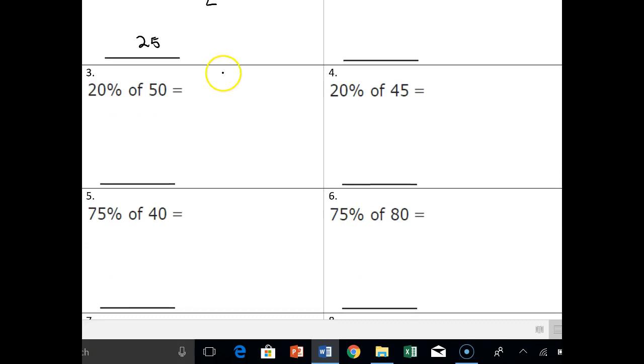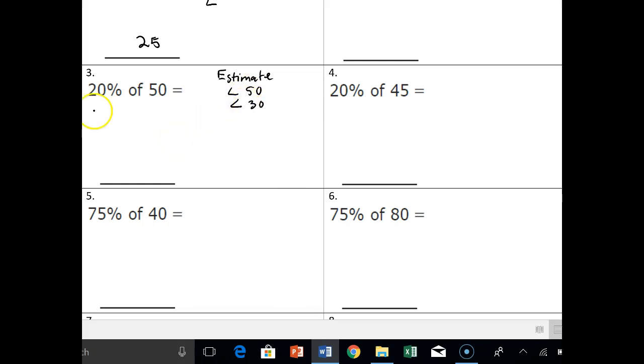Number 3, again, I want an estimate. It says 20% of 50. Well, it's definitely going to be less than 50. It's also definitely going to be less than 30, right? So you can say an estimate would be somewhere around, I don't know, you could say 10 or something like that. For right now, just saying, hey, my answer is going to be less than 30 is fine.